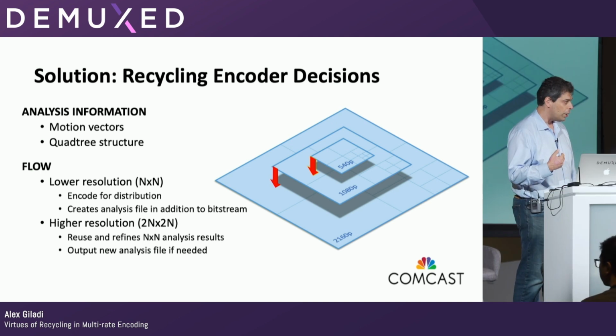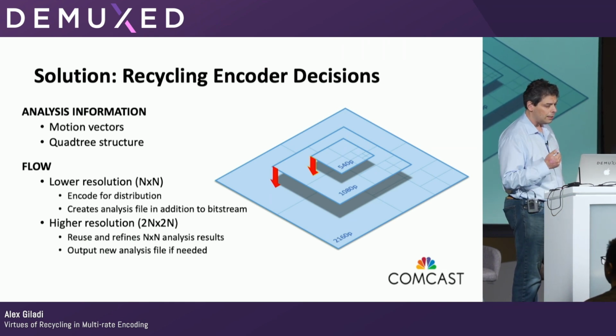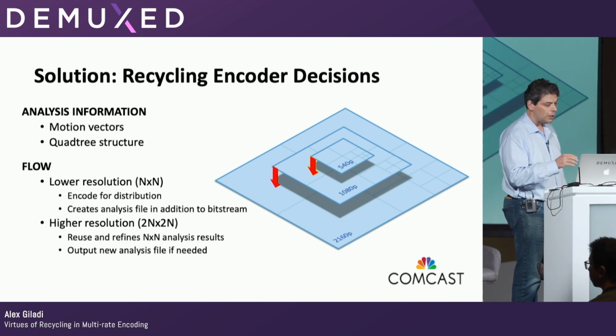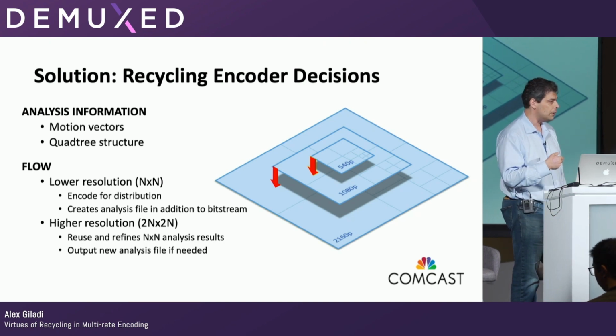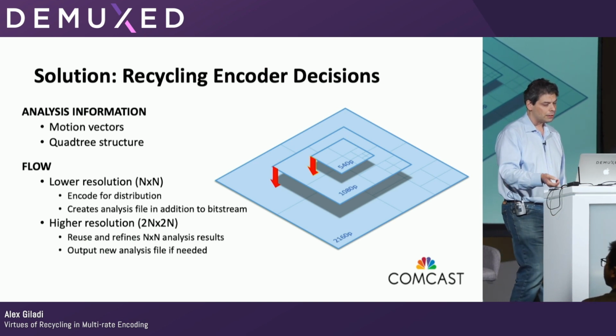And we run a low-resolution encode, 540p for instance, in this example. We export it, and then we reuse it at higher resolution. So in the x265 implementation, it's 2N by 2N, 1080p in this case. We go and scale it, and then do some amount of refinement. I'll talk about it in a couple of seconds.